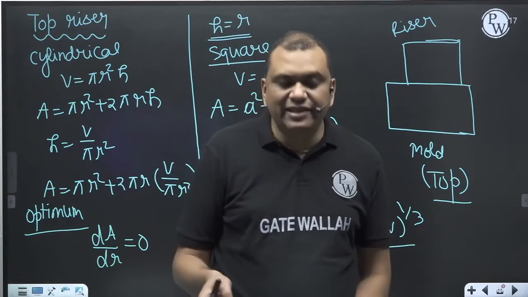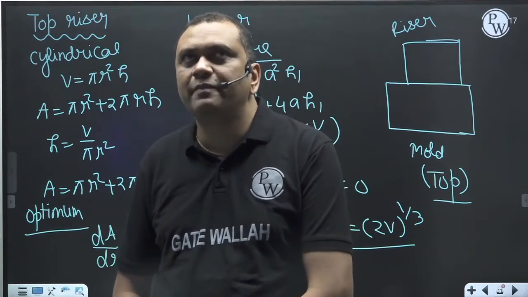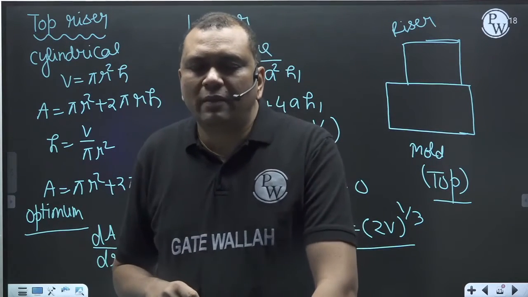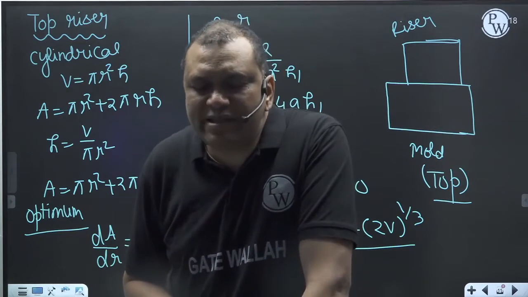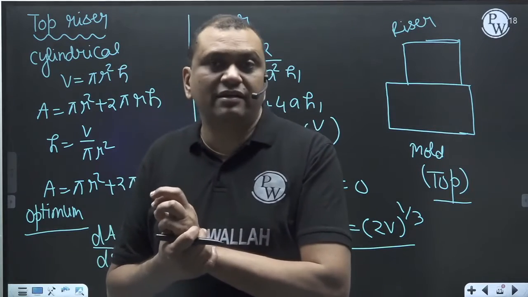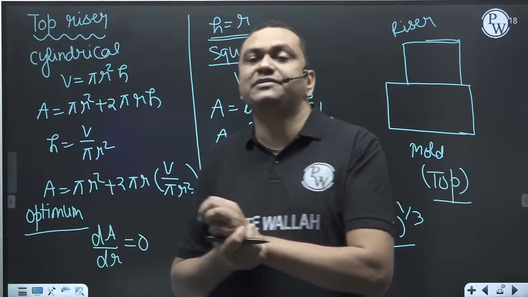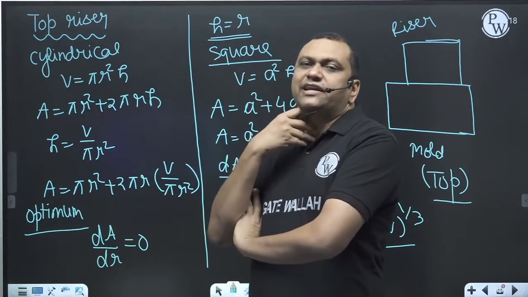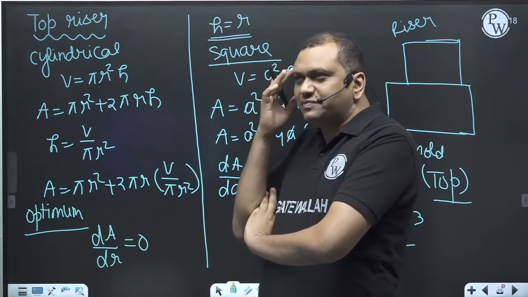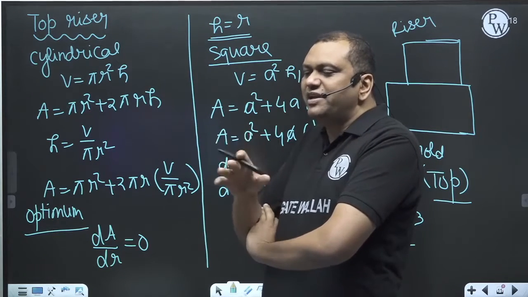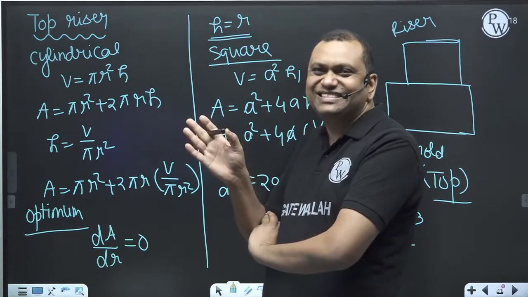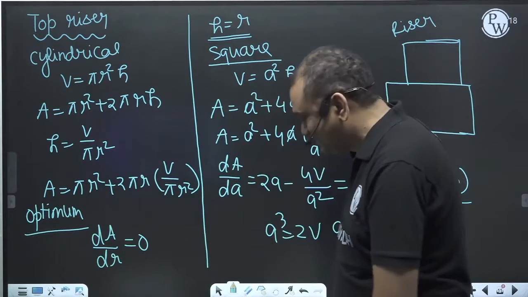Once again, in summary, there are three methods of riser design. First principle: T proportional to V by surface area square. This surface area A is the area through which the heat transfer is taking place. If you focus basically on this funda, you will be in a position to hit all the questions. That is the first method.